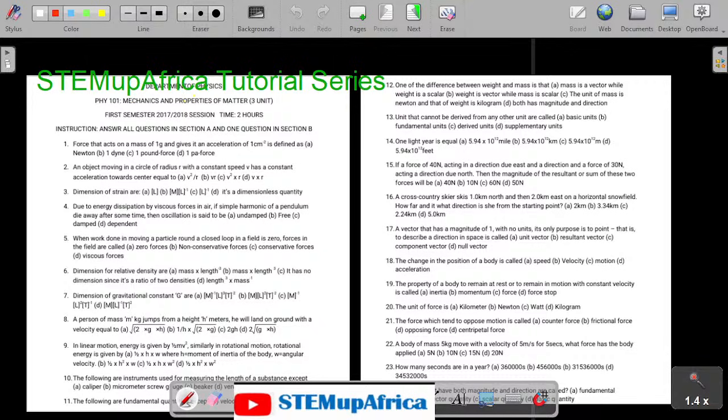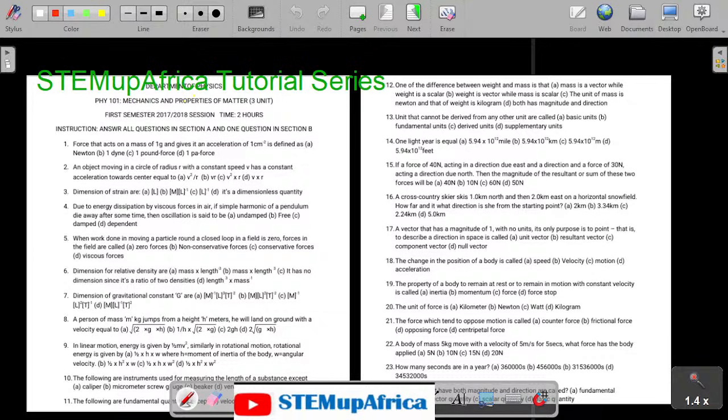It says 1 light year is equal to how many? What is a light year? 1 light year is equal to what? So let's know what a light year is. Can anybody tell us what a light year is? A light year is simply 1 year. So how do we convert 1 light year to meters?